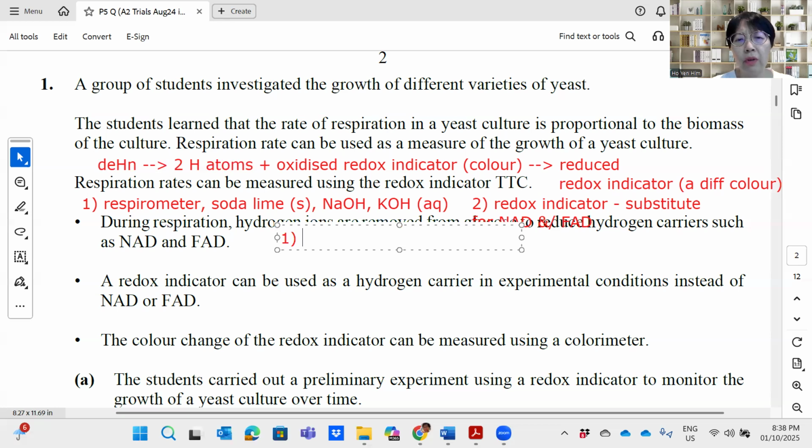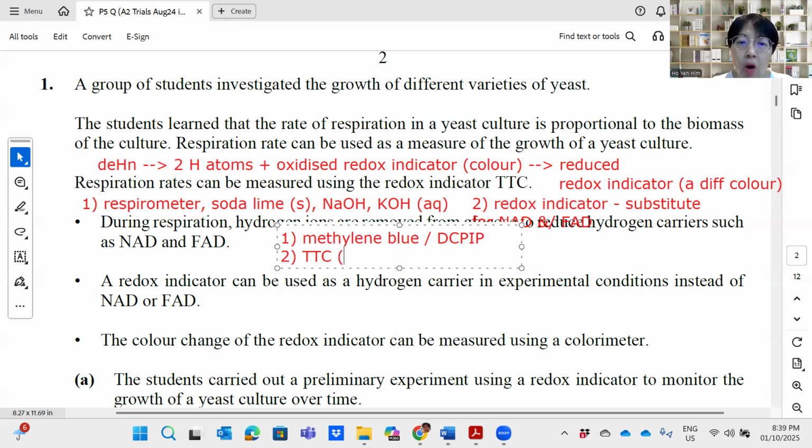usually see are methylene blue, which behaves very similarly to DCPIP. Both of them behave in the same way. That means the original oxidized version is blue, and the reduced version is colorless. Another one is TTC. I'll use the opportunity of this exam question to teach you TTC, because TTC came out in an exam before in the past in the A2 practical, when it was still hands-on.